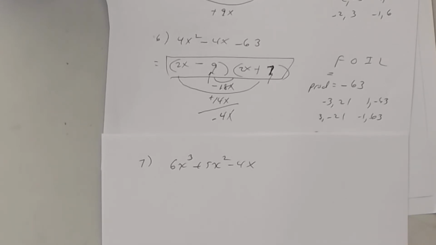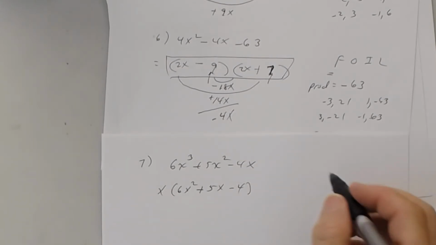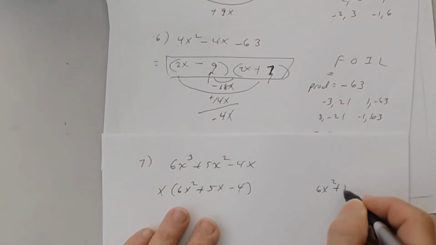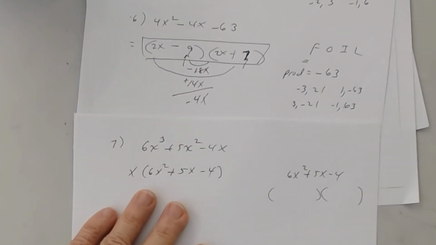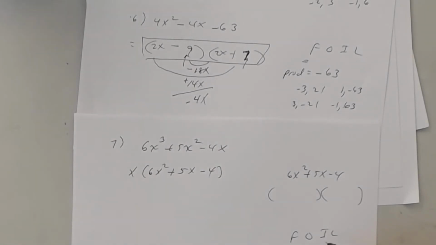All right. What's the GCF? GCF is x, right? Nothing else, just x. So I can factor out an x. And when I factor out the x, I get 6x squared plus 5x minus 4. So then you go off to the side and you see if you can factor this trinomial. 2 binomials. All right. Foil. Reverse foil. Sometimes it's called trial and error, sometimes it's called reverse foil.